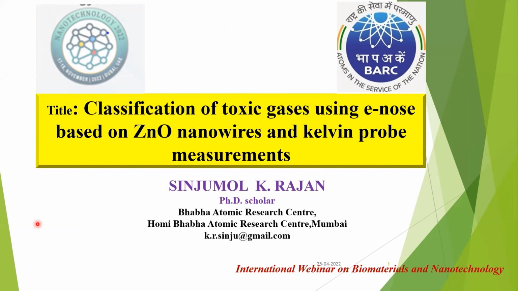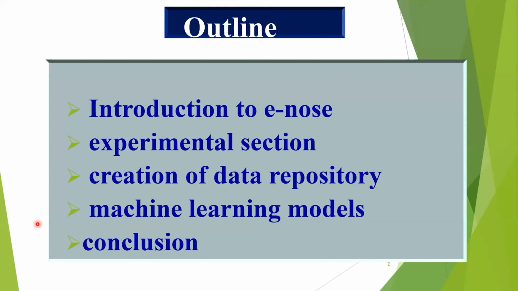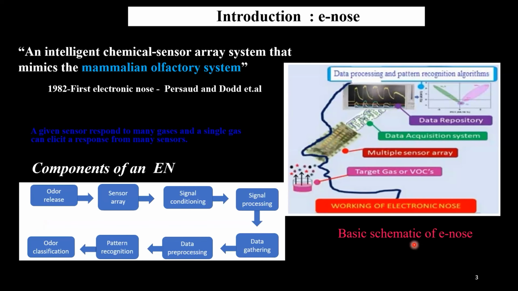For today's presentation, my topic is classification of toxic gases using electronic nose based on zinc oxide nanowires and Kelvin probe measurements. The outline is Introduction to E-nose, Experimental Section, Creation of Data Repository, Machine Learning Models, and Conclusion. So here I'll give a brief idea about the introduction to the E-nose. By definition, an E-nose is an intelligent chemical sensor array system that mimics the mammalian olfactory system.